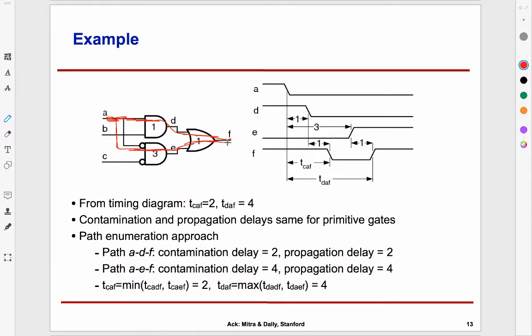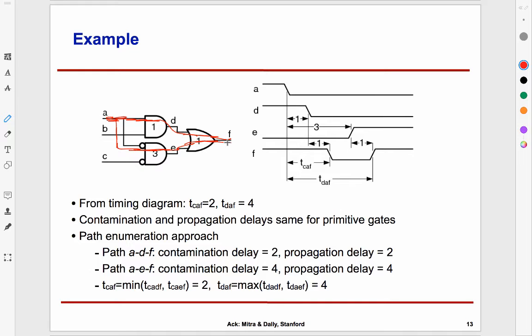So there are two different ways A can influence F. And what this previous slide said was that I have two paths. For each one of these, I can figure out contamination delay and propagation delay. But if I'm looking at this overall circuit, then the contamination delay from A to F is going to be the minimum of the contamination delays along those two paths, and propagation delay is going to be the maximum along those two paths. And intuitively, remember, contamination is saying something about the earliest, so minimum. Propagation is saying something about the latest, therefore maximum.